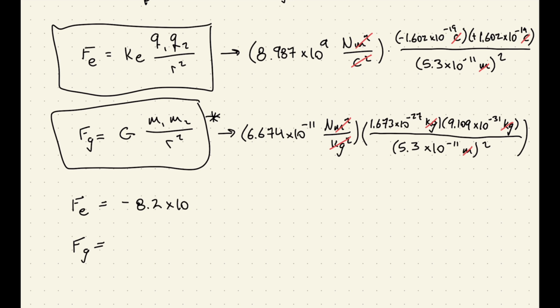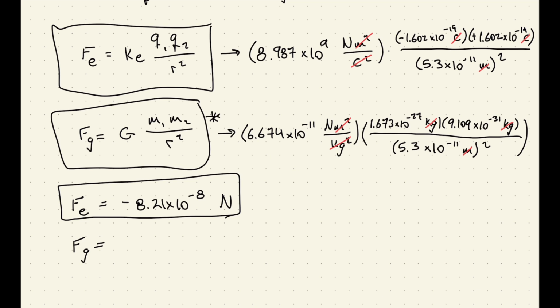Okay, I'm going to rewrite that entire thing. 8.987 times 10 to the 9 times this thing squared divided by this thing squared. And then I have 5.3 times 10 to the negative 11. Okay, 8.21 times 10 to the negative 8. And I already did all the unit analysis, so we have newtons.